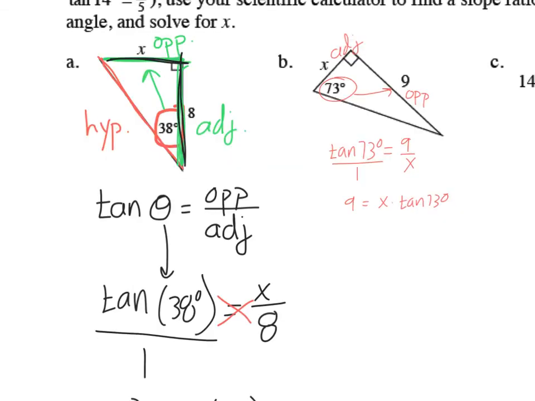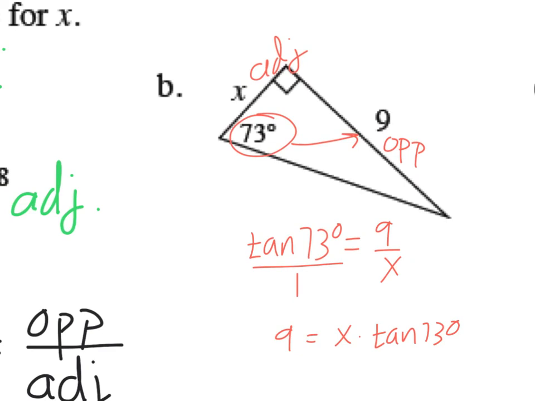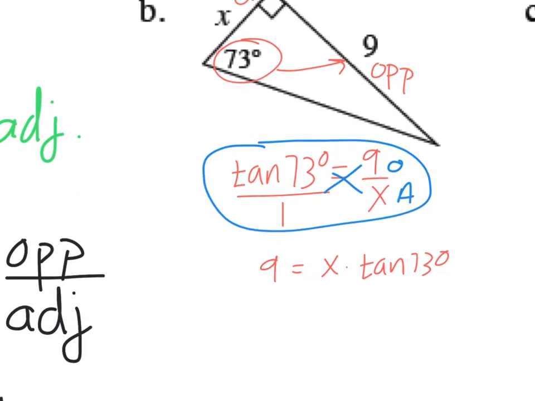So I'm going to pick it back up right here. Hopefully you're able to identify that 9 is the opposite side length of 73 degrees, and x is the adjacent leg. As I set up my ratio, here's what I did. I said the tangent of 73 is the opposite over the adjacent. That's the ratio that we use for tangent. And in doing so, I cross-multiplied to solve for my variable x. Now in the process of doing that, what I'm left with is 9 equals x times the tangent of 73 degrees.